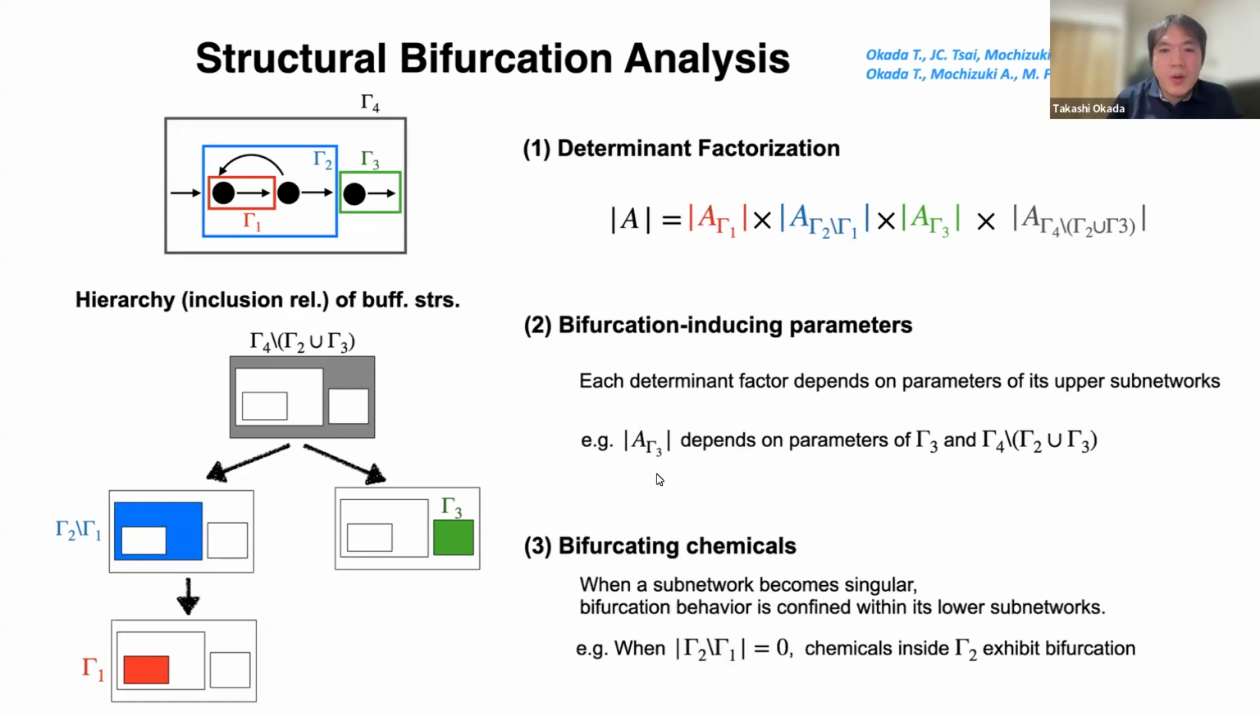And lastly, when the bifurcation occurs, one of these factors becomes 0. And when a subnetwork becomes singular, bifurcation behavior is confined within its lower subnetworks. For example, if this blue subnetwork becomes singular, then chemical species inside blue and red subnetworks exhibit bifurcation. Okay.